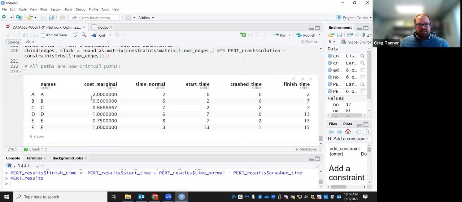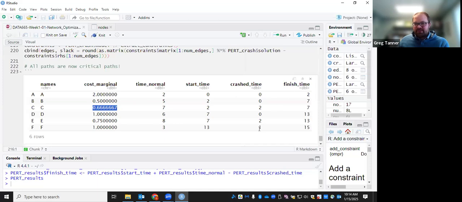Okay, so for each of the activities, here's the marginal cost. One thing to note is that we're going to prioritize crashing activities that have the smaller marginal costs. Looking at this, we only look at activities on the critical path. We're not going to crash things that are not on the critical path. In this case, activity C has the lowest marginal cost, and so we crash it by 2 units.